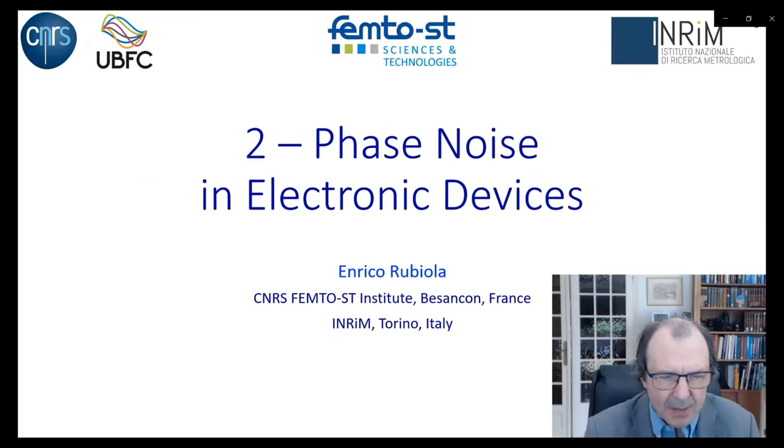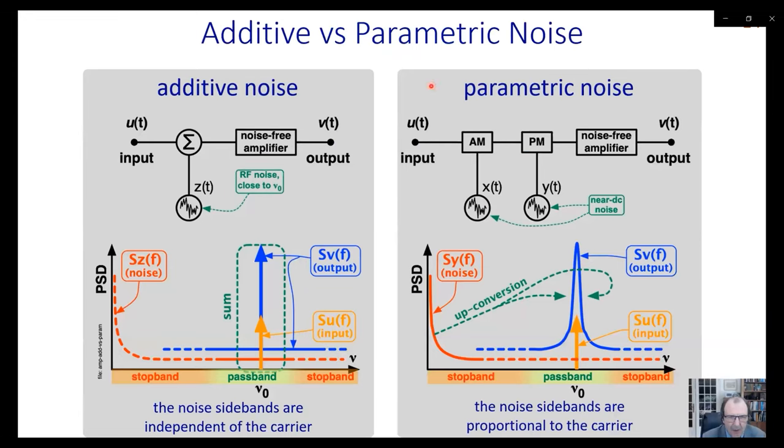The second part is about phase noise in electronic devices. First, we observe in electronic devices two different types of noise that are called additive noise and parametric noise. Well, additive noise is shown in this figure. So the device looks like a noise-free amplifier or noise-free whatever else, receiving an input at the carrier frequency and delivering the output at the same carrier frequency too. And then we add the noise in the band close to the carrier.